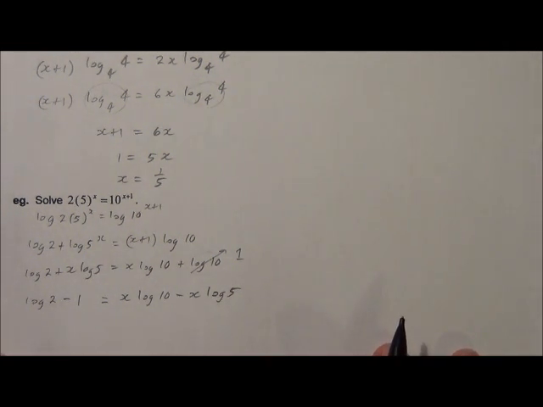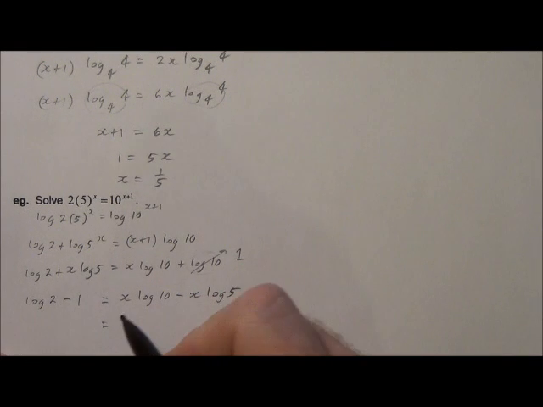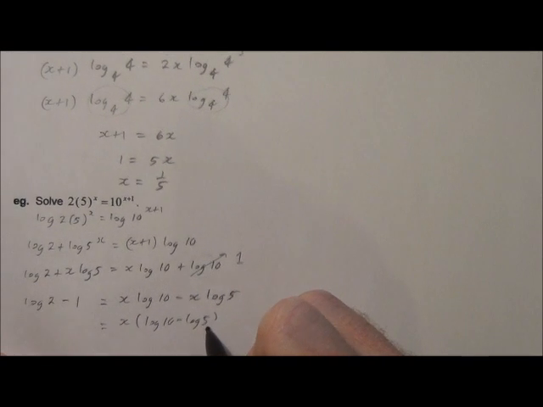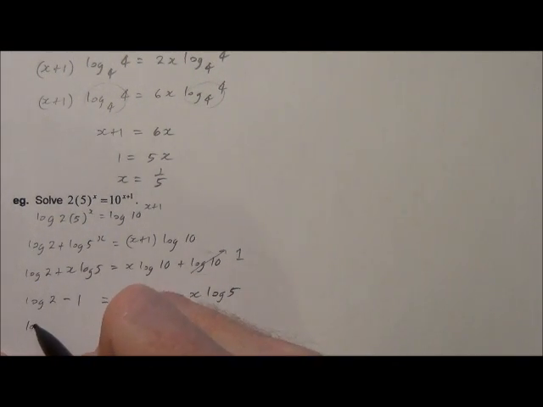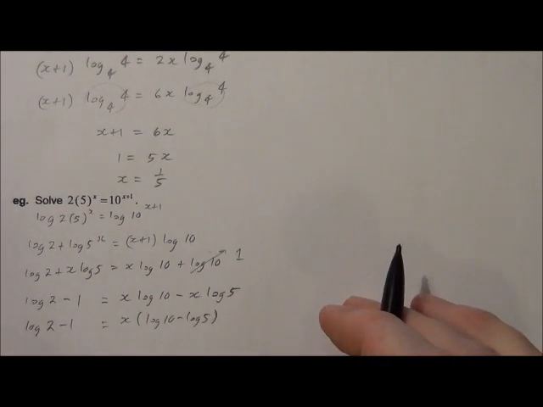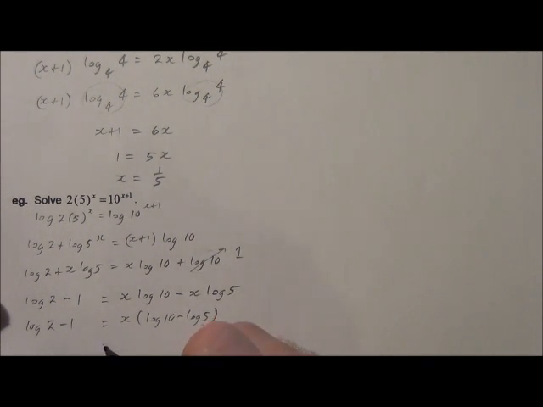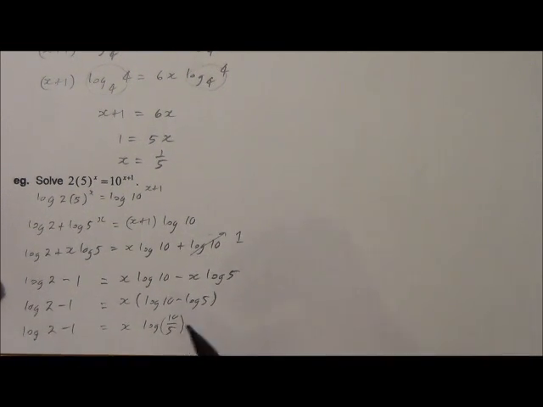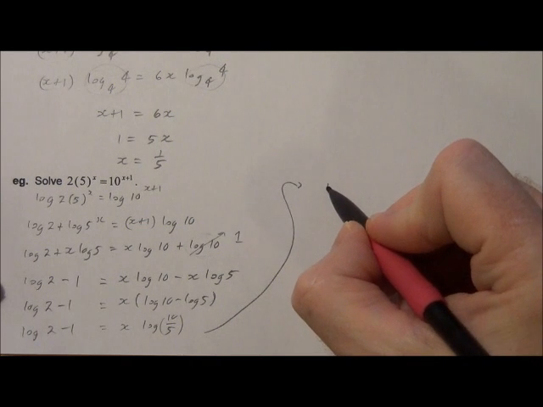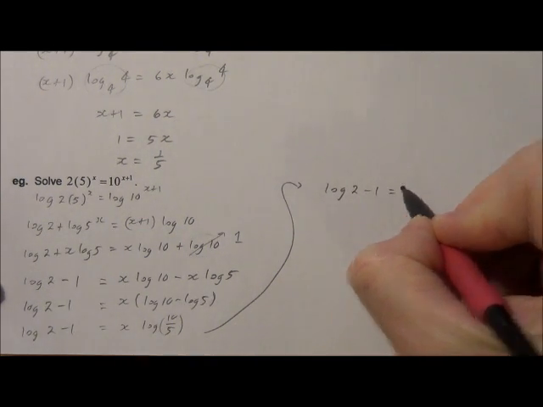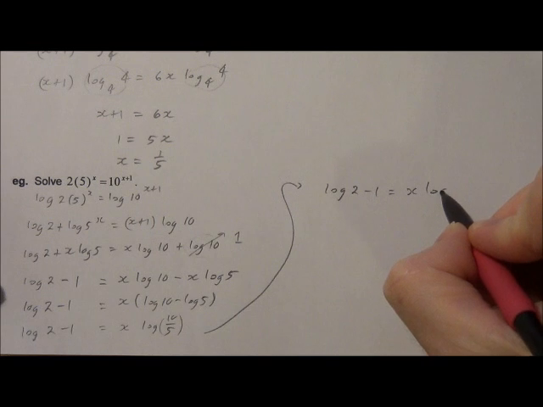Then I'll combine some more laws of logarithms again here, so I'll factor out the x. So I'll get x log of 10 minus log of 5, and that equals log of 2 minus 1. Then here I'll change this, so I'll get x log of 10 divided by 5, and that still equals log of 2 minus 1. Then I'll simplify this part, put this up over here. So log of 2 minus 1 equals x log of 2.